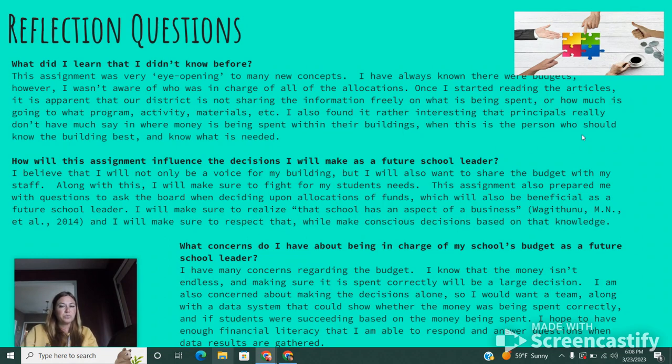What concerns do I have about being in charge of a school's budget as a future school leader? Just like in being in charge of any money, I have many concerns regarding the budget. I know that the money isn't endless, and making sure it is spent correctly will be a large decision. I'm also concerned about making the decisions alone. So I would want to have a team along with a data system that could show whether the money was being spent correctly and if students were succeeding based on the money being spent. I hope to have enough financial literacy that I'm able to respond and answer questions when data results are gathered.